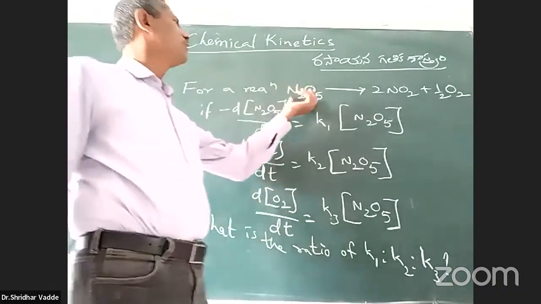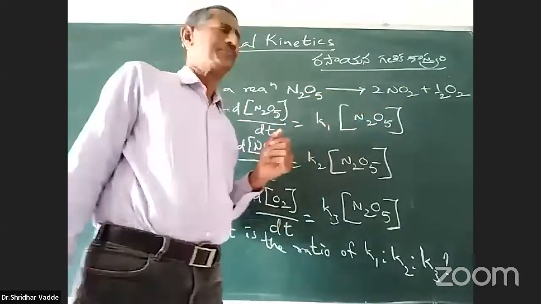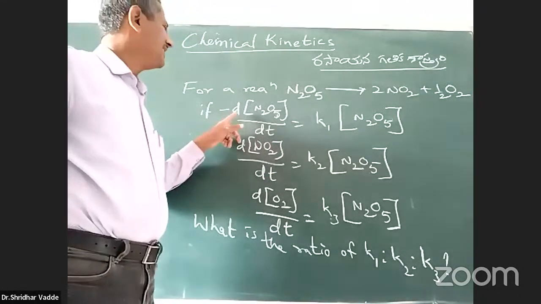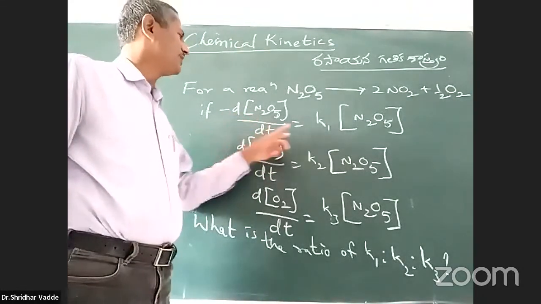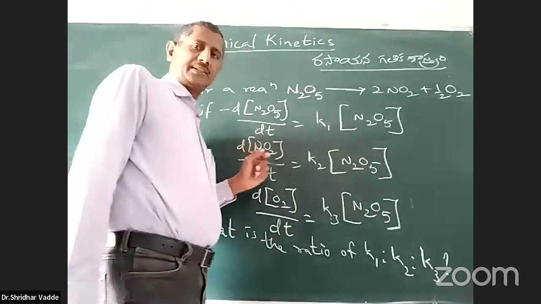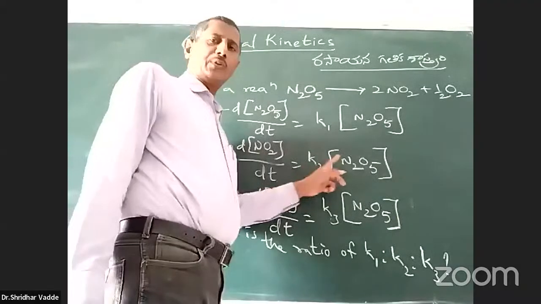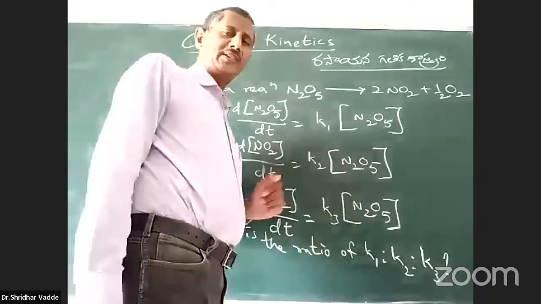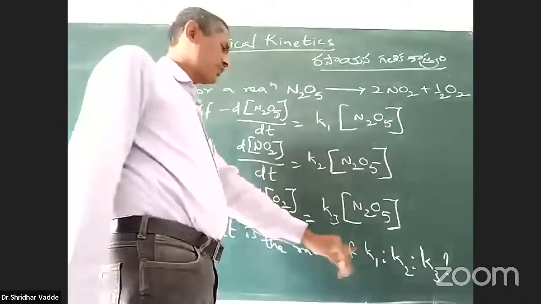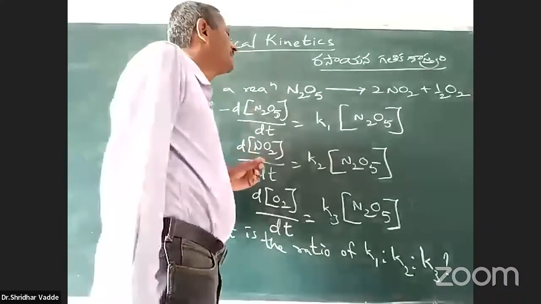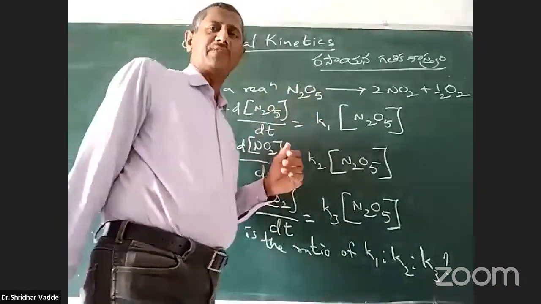A reaction N2O5 gives rise to 2NO2 plus half O2. If minus d[N2O5] by dt is equal to K1 into N2O5 concentration, and d[NO2] by dt is equal to K2 into N2O5 concentration, d[O2] by dt is equal to K3 into N2O5 concentration, then what is the ratio of K1 is to K2 is to K3? So how do we know this? By knowing the rate of reaction. What is the expression for the rate of reaction?